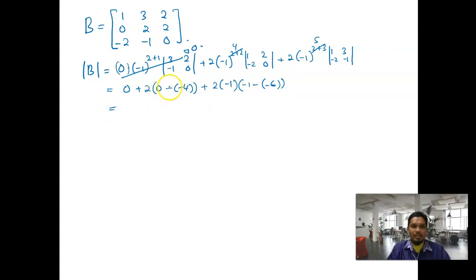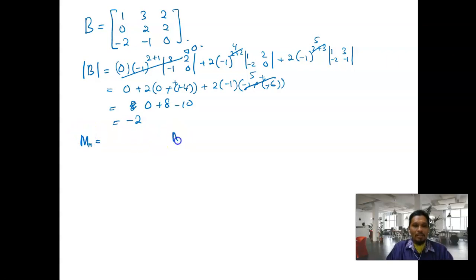Okay, so negative times negative equal to positive. 0 plus 4 equal to 4 times 2 equal to 8. 0 plus 8. Negative times negative become positive. So 6 minus 1 equal to 5. 5 times 2 times negative equal to negative 10. So 8 minus 10 equal to negative 2. Okay. So we're going to find out the minor and cofactor of this one by one.